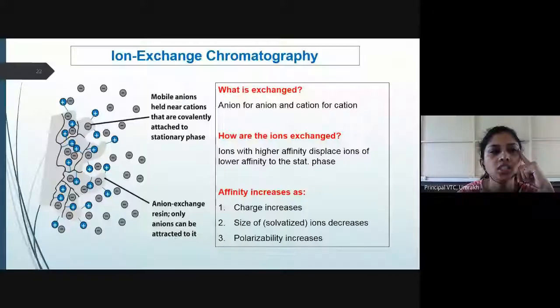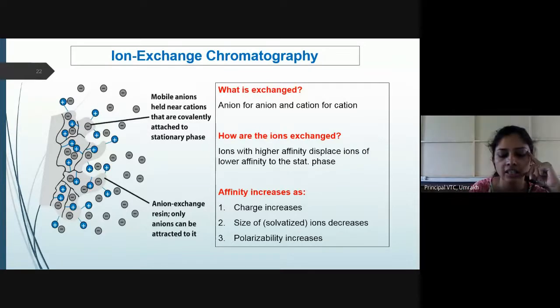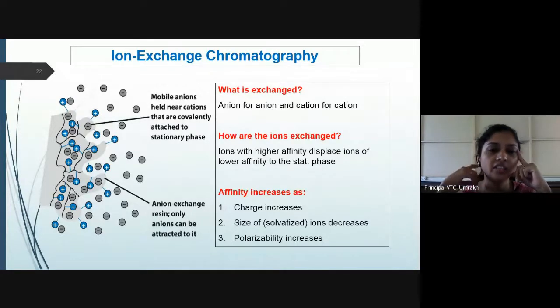Ion exchange chromatography is that in which anions are exchanged with anions while cations are exchanged with cations. Ions with higher affinity will displace those ions with lower affinity, and affinity will increase with charge and polarity, but it will decrease with increase in size of ions. If the size of ions decreases, affinity will increase.